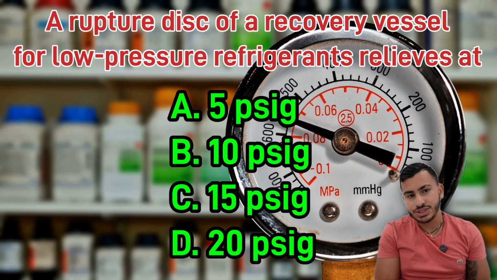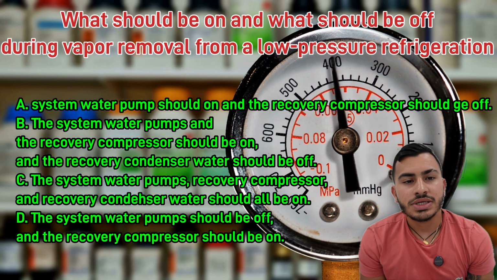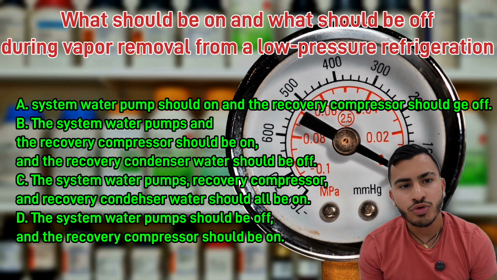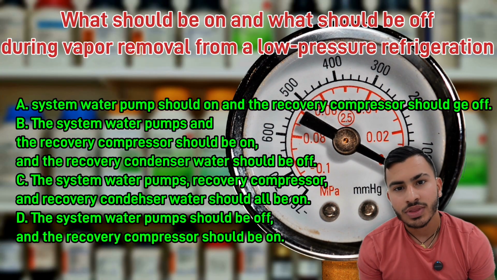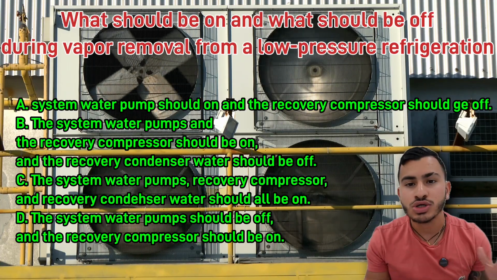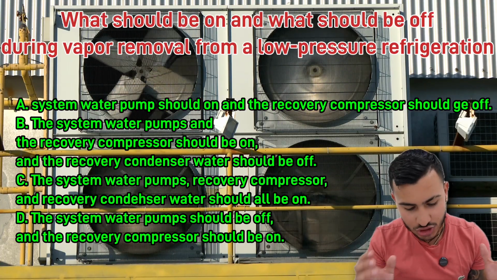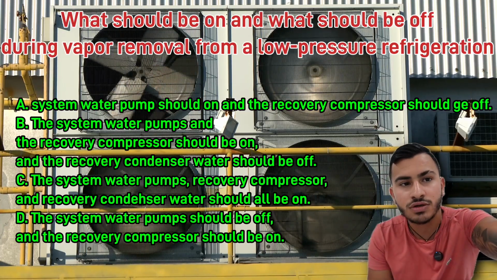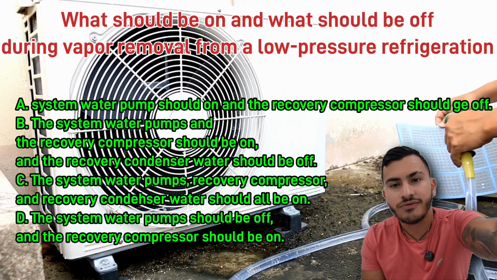15 psi G. So in this one, what should be on and what should be off during vapor removal from a low pressure system? You have to look for the one that says they all should be on. So everything should be on. So all should be on. So C will be the answer for number 11.